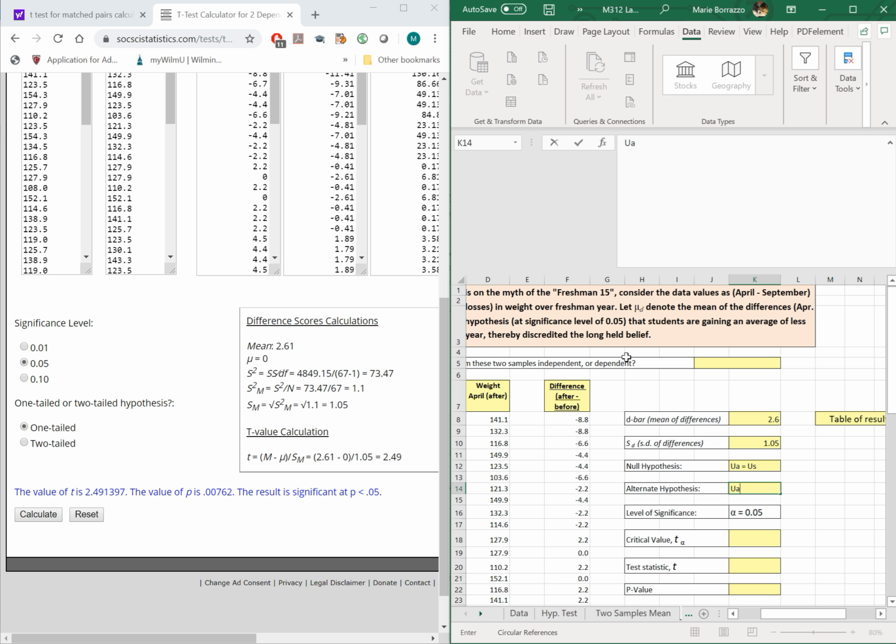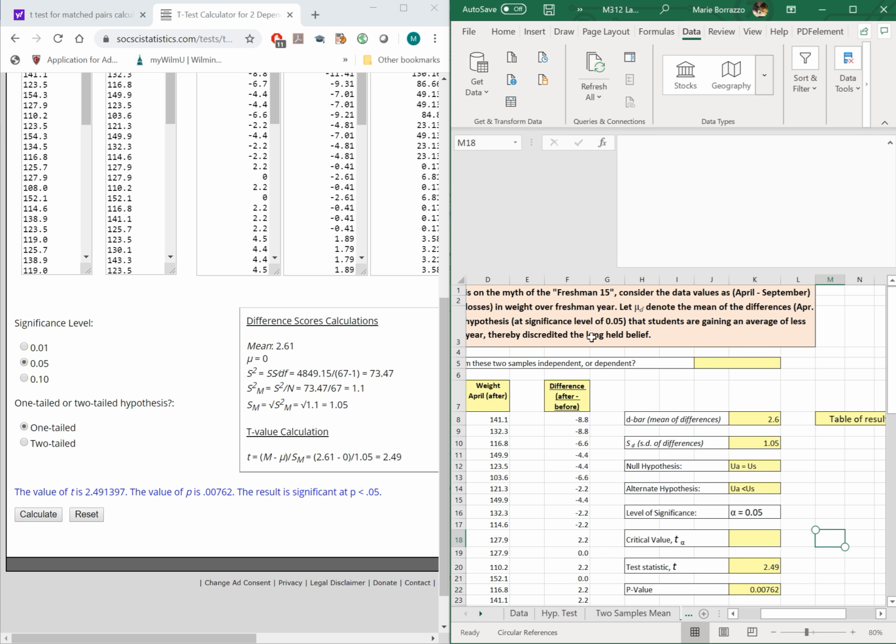Is less than 15 pounds, or less than mu. Your critical value is given to you. Your t value is 2.49. That's stated. Your p value is stated as well at 0.00762. We can round it, but just for the sake of visual, we'll leave it alone.